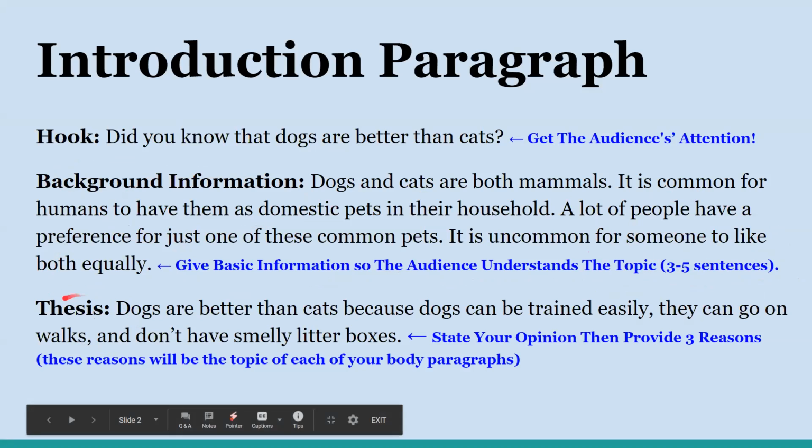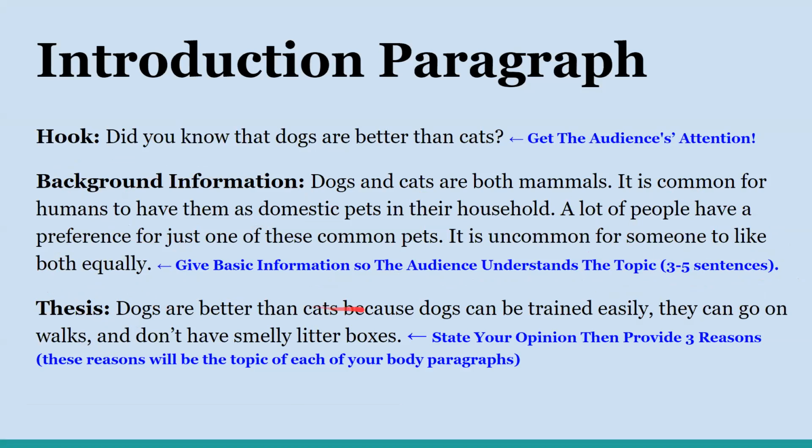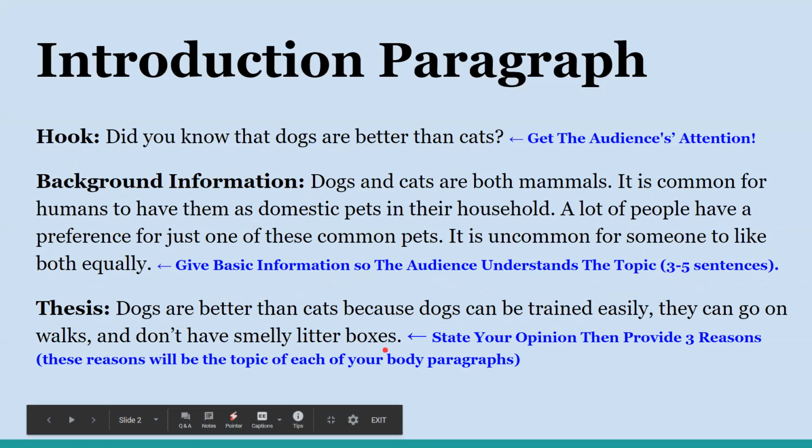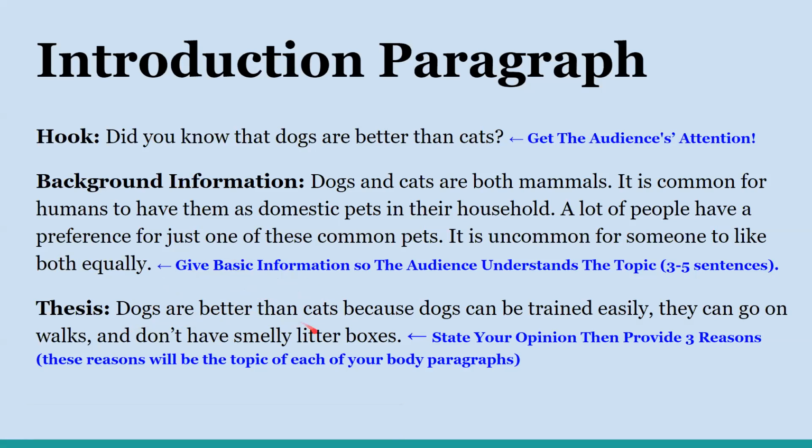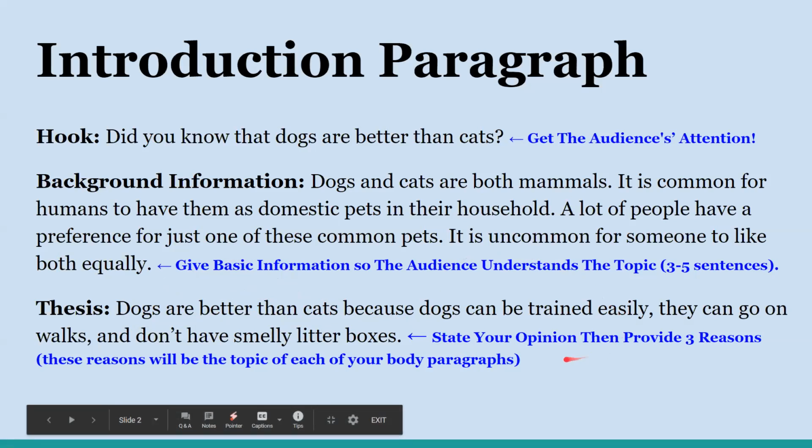And then you have the thesis. So the thesis would be, dogs are better than cats because dogs can be trained easily, they can go on walks, and they don't have smelly litter boxes. So first you state your opinion, then you provide 3 reasons. And these reasons will be the topic of each of your body paragraphs. So in this instance, it is an opinionated paper that I would be writing. That's why I'd be stating my opinion first. But whatever the topic is, that's what would be the very beginning of your thesis. And so for each of the topics of the body paragraphs, so like dogs can be trained easily would be one, dogs can go on walks would be another, and the last one would be dogs don't have smelly litter boxes.